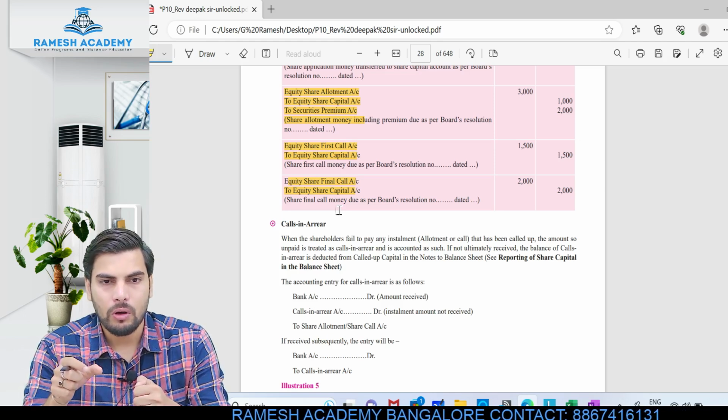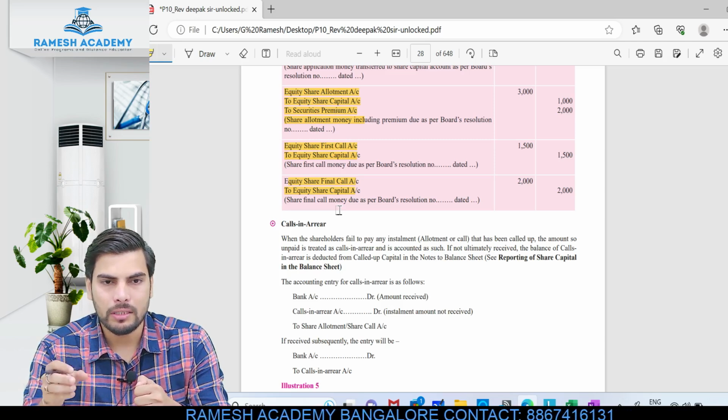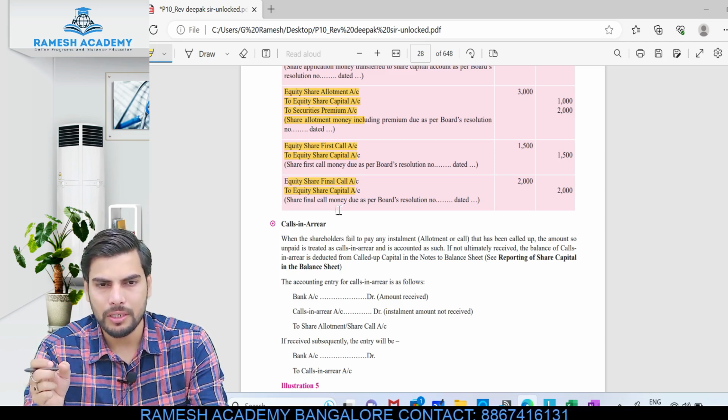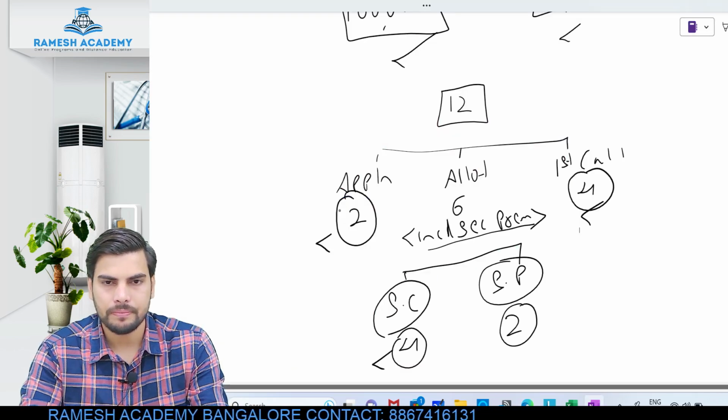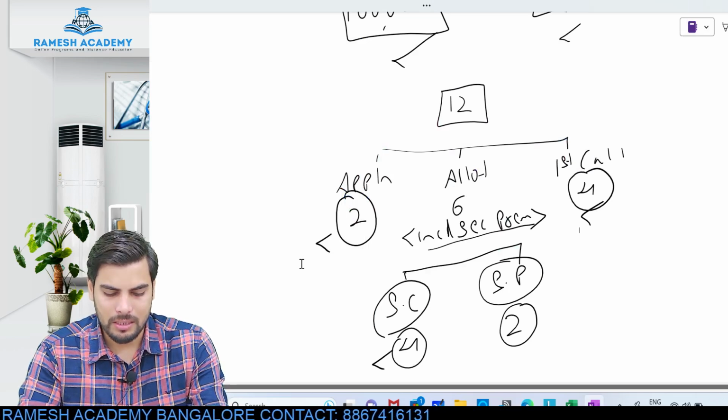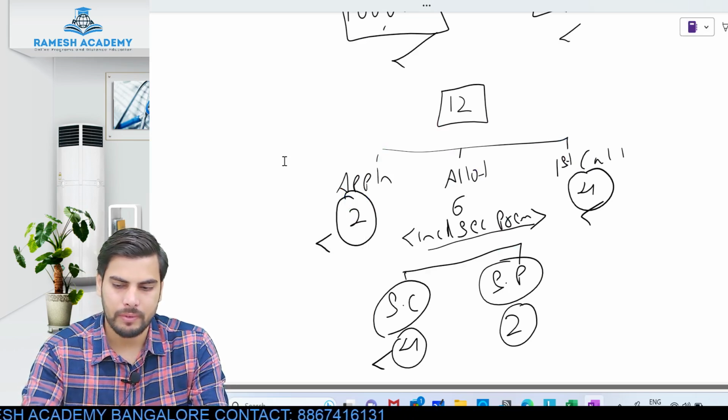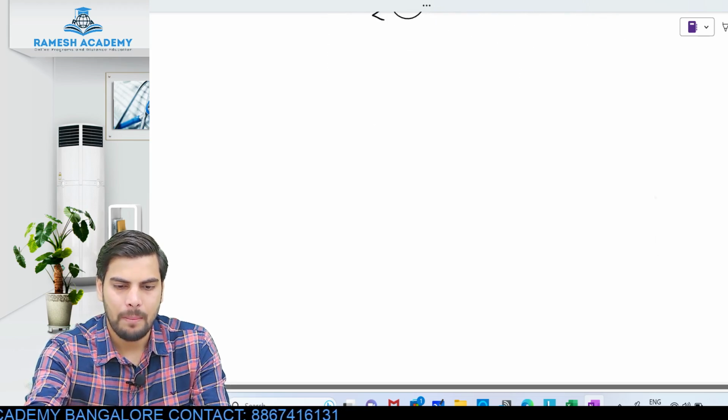Now let's talk about calls in arrears and calls in advance. What do you understand by this particular term, arrears? So what is arrears? Arrears is something which is pending amount, right? Correct. So arrears is something which is pending.